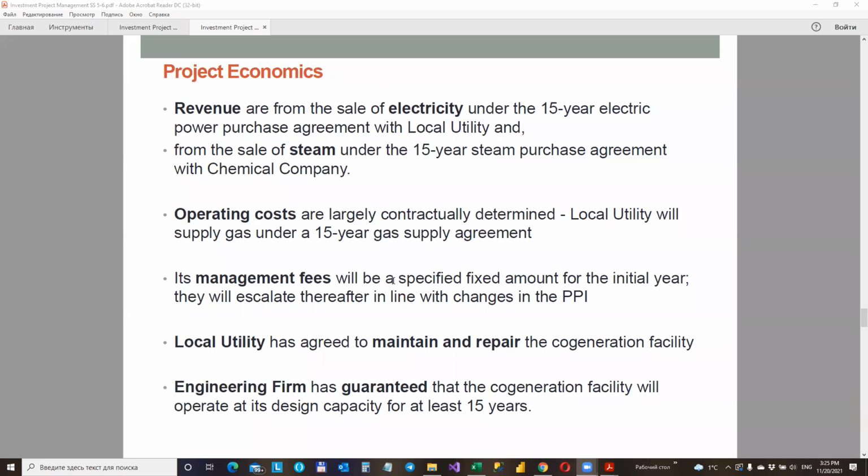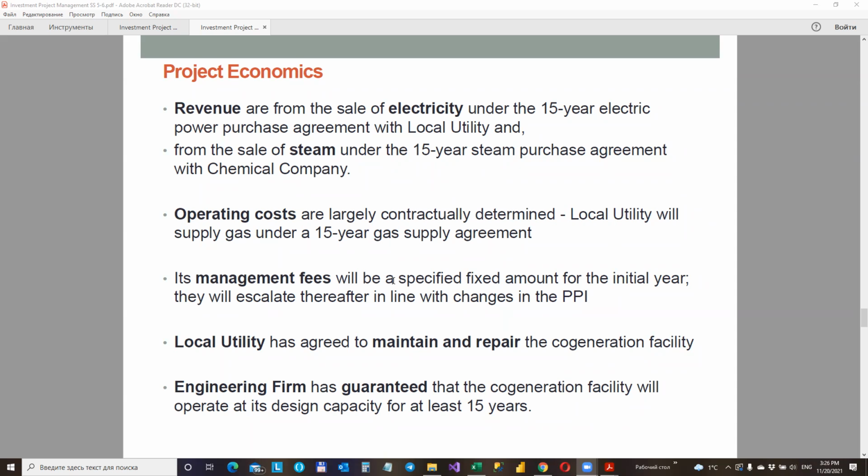And let us discuss the next component, to calculate and model the cash flows of the project. It's project economics. What are the assumptions for the calculation of revenue, and how is it calculated, what formulas are used? So the cogeneration project's principal source of revenue is the sale of electricity under a 15-year electric power purchase agreement with the local utility, and the sale of steam under, again, a 15-year steam purchase agreement with a chemical company.